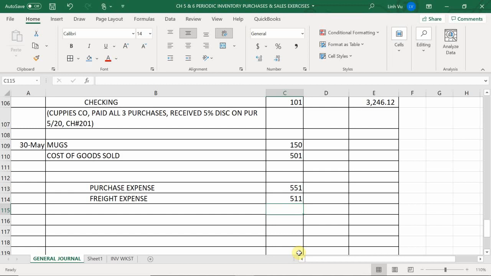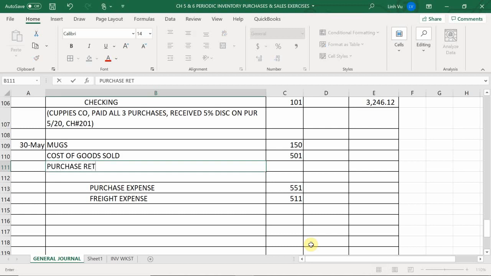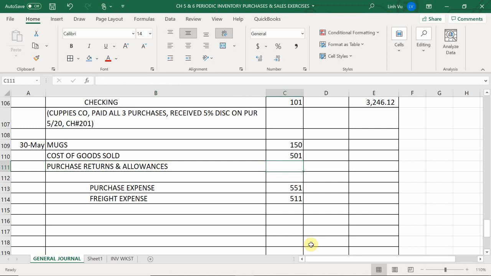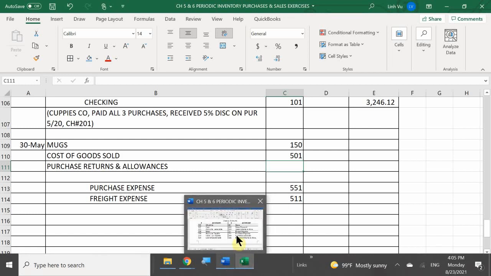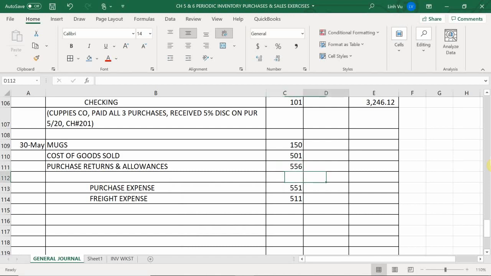Do we also have to account for the purchase returns and allowances? That is correct. Purchase returns and allowances, which is account number 556. And our sales tax? Not sales tax, because we already paid everything off. So in this case, no sales tax.